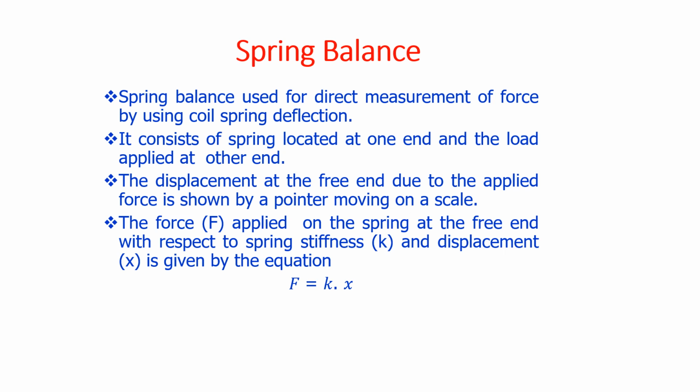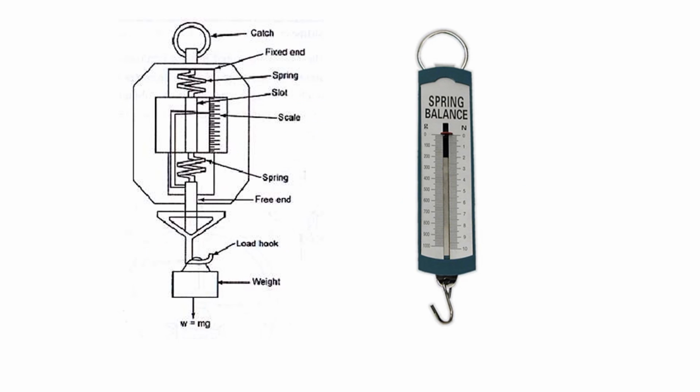The second method is a spring balance. By using the coil spring, we can measure the deflection, and that can be converted into a force. That is the force applied on the spring at the free end with respect to spring stiffness K. That is known. The displacement, that is X, is given by the equation force equals K into X, that is stiffness into displacement. This is a spring balance. We can have the direct method. See, here the scale, the slot fixed. This is a coil spring to hold the spring balance. Here we are applying the weight.